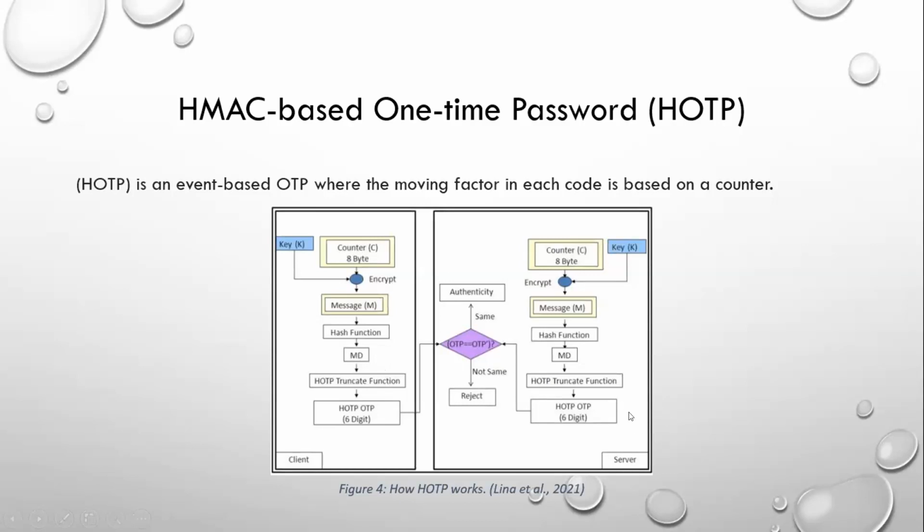We can also see it divided into two parts, the client part and the server part. In the server part, we do the same process that we do on the client side to make sure that the OTP is exactly the same OTP that we received from the client. If they are the same, you will be authenticated. If not, it will be rejected.